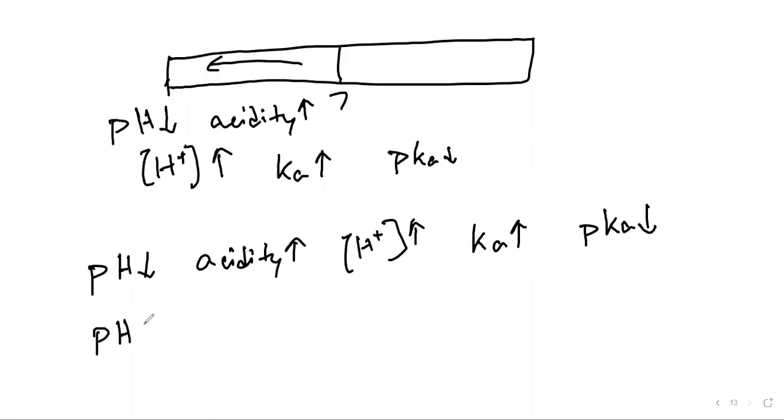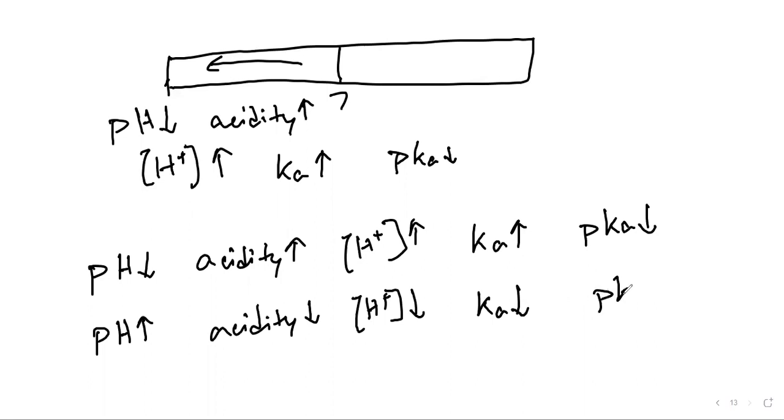The opposite happens if the pH value increases: acidity should decrease. This is not given in the book, but it's my normal theory. So acidity decreases, H plus concentration decreases, the Ka value decreases, and the pKa value increases. So this is the case.